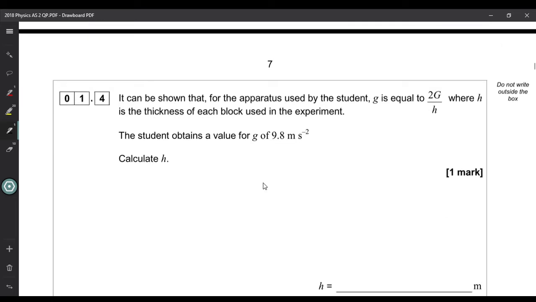So the next part says it can be shown that for the apparatus used by the student, the g, small g, is equal to 2G over H, where H is the thickness of each block used in the experiment. The student obtains a value of small g, gravity, to be 9.8 meters per second squared. Calculate H.